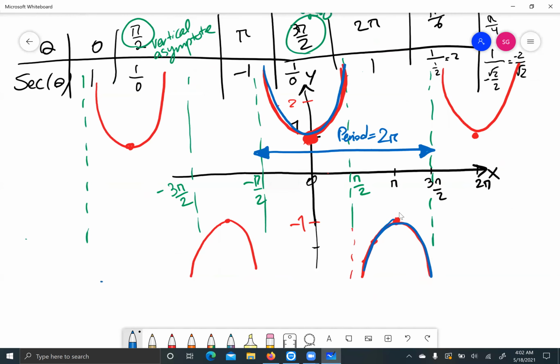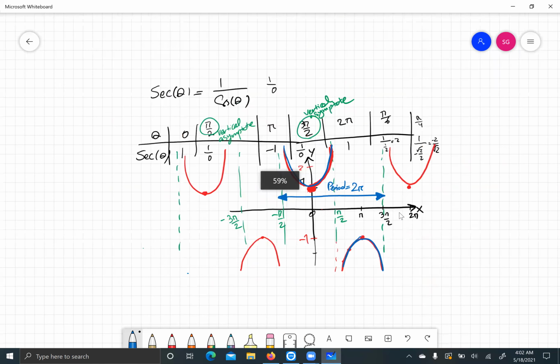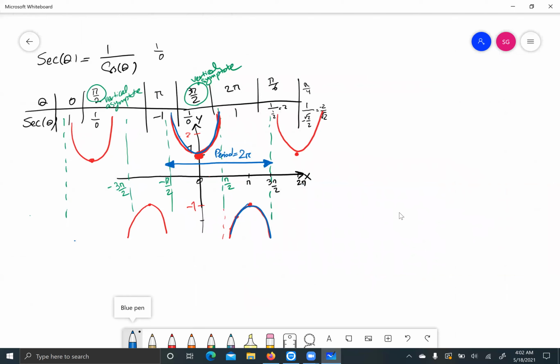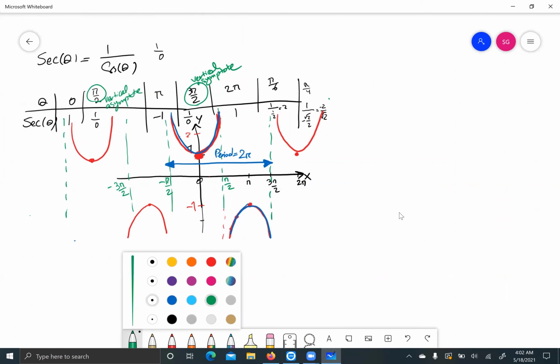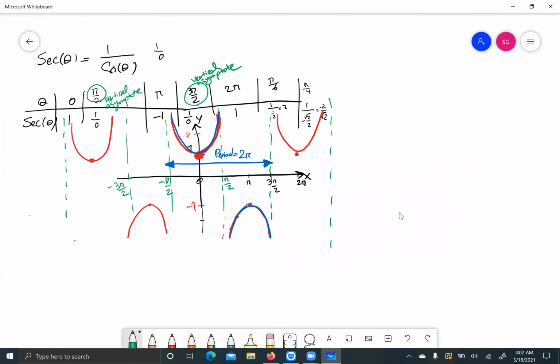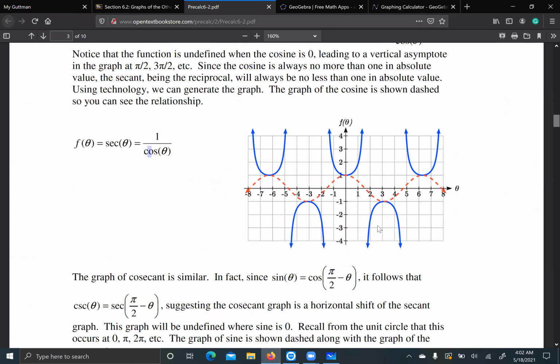I can continue this so you can have a clearer picture. Look, the next one is going to be here, and then you have this and this. So the next one is going to be this and this, and so on. So this is the pattern, and it's repeated in each 2 pi. So the period is 2 pi.